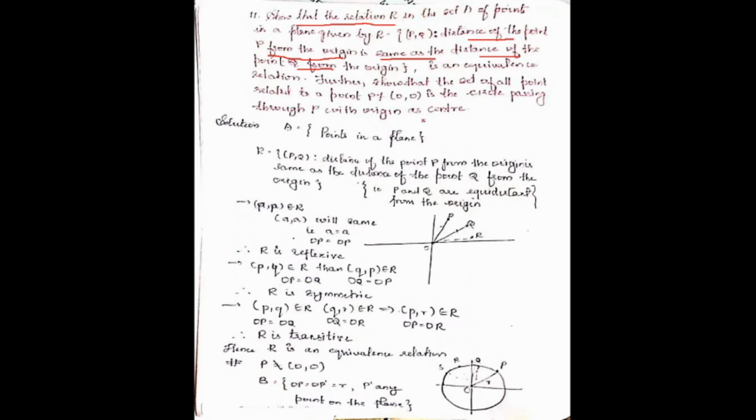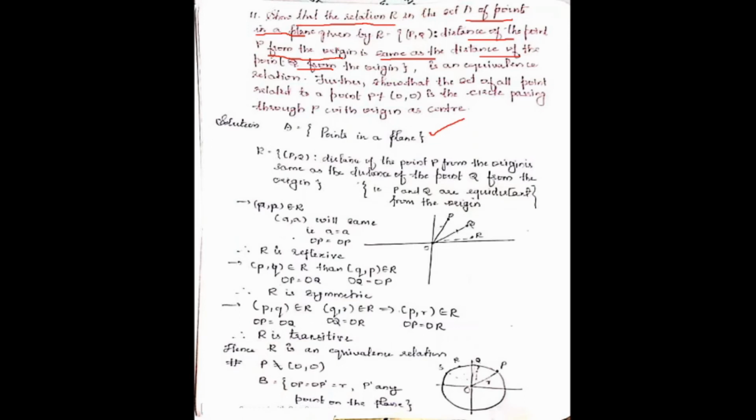So we'll go for the first part first. Show that relation R in the set A of points in a plane. So what is our set? It consists of points in a plane. Okay, so set A is equal to points in a plane.